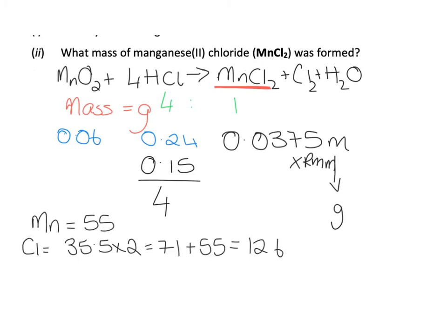So finally, to figure out my number of grams, I take my 0.0375 and I multiply that by my relative molecular mass, which is 126, and we calculate that we would theoretically produce 4.725 grams of my manganese chloride.